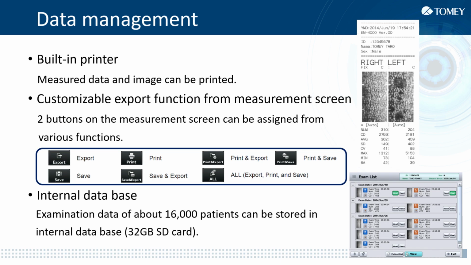Here are the data management options. The EM4000 has a built-in printer so the measured data can be printed easily and soon after the measurement. Two buttons on the measurement screen can be assigned various functions, including export, save, and print, or combinations of those. Also, the internal database can store the examination data of about 16,000 patients.